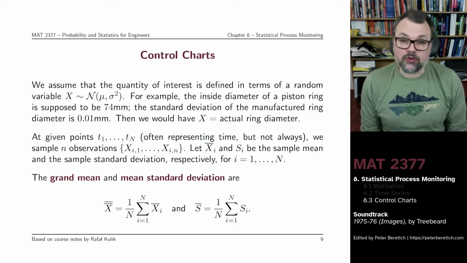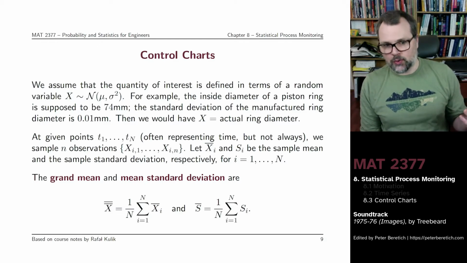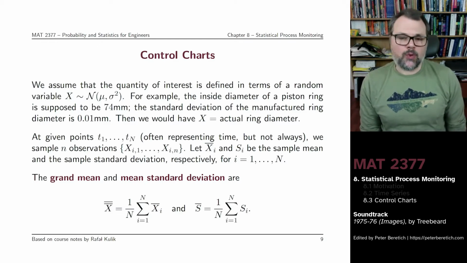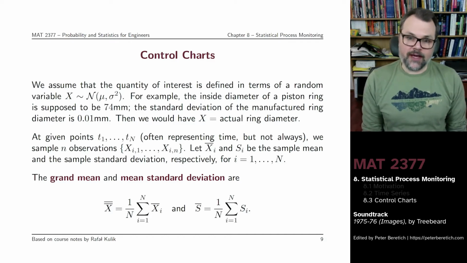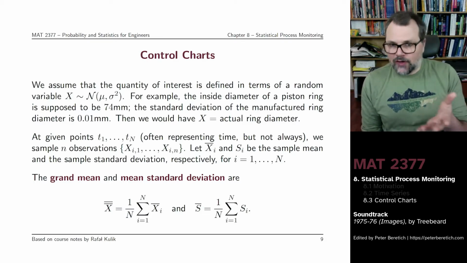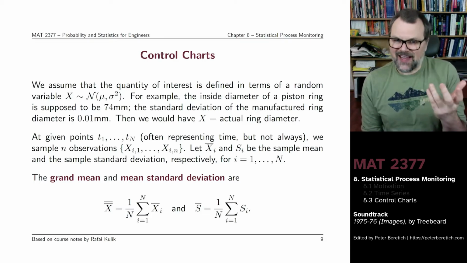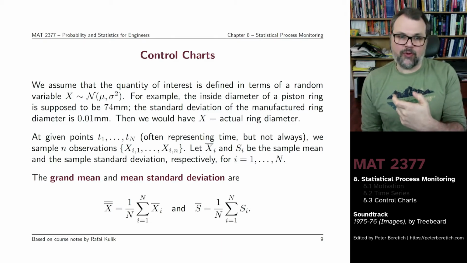You can build control charts for random variables that are not normally distributed as well, but we're going to be working with the sample mean and the sample standard deviation, and so the central limit theorem will kick in at some point, and so we might as well assume that our variable is already normally distributed. As an example, you could be looking at the inside diameter of some piston ring.